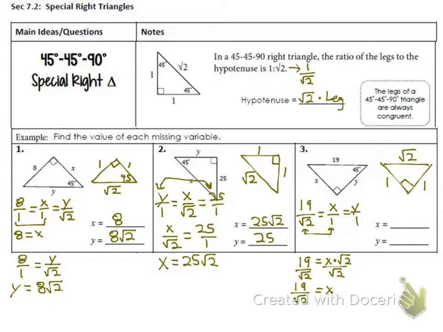We have to do what we call rationalize the denominator. So 19 over root 2 cannot have a radical left down there. The way we get rid of the radical is we multiply the top and the bottom by root 2. This gives us 19 root 2 over square root of 2 times square root of 2, which is square root of 4, or just 2. So this turned out to be our answer for x, 19 root 2 over 2. Our answer for y is the same thing because in a 45-45-90 triangle, the legs are the same.